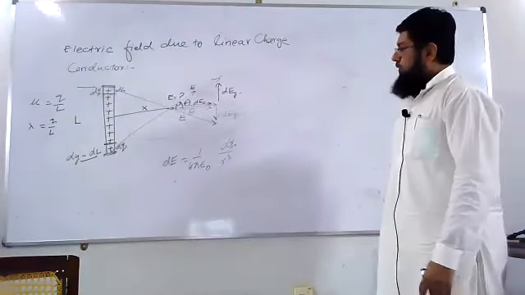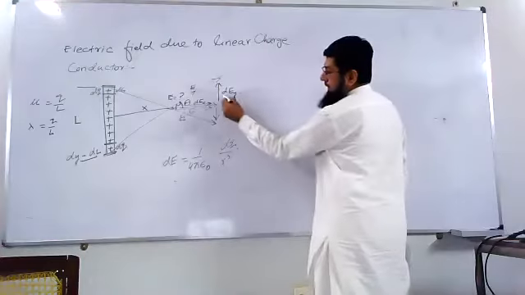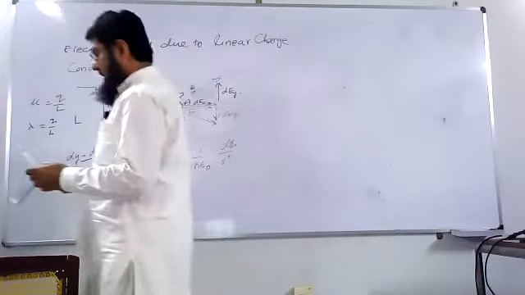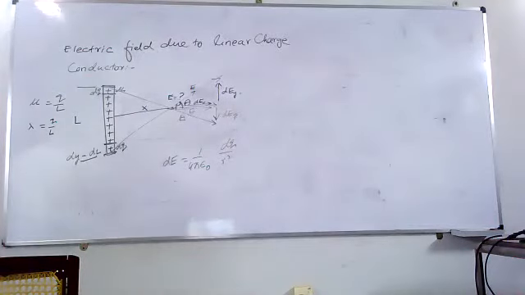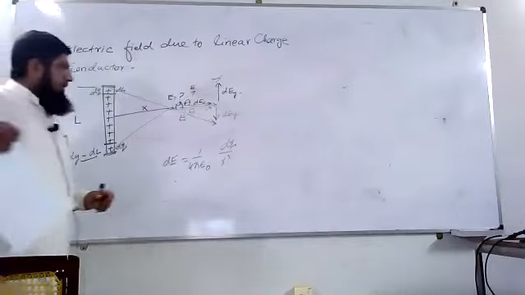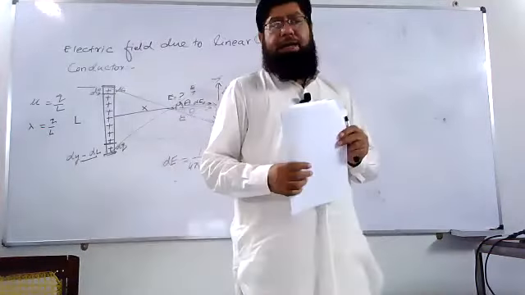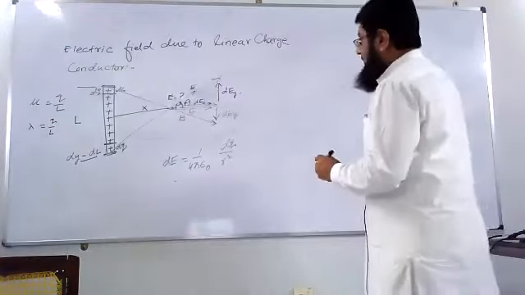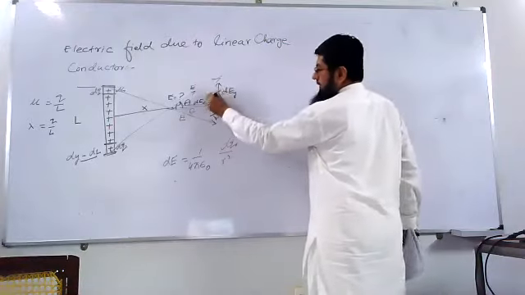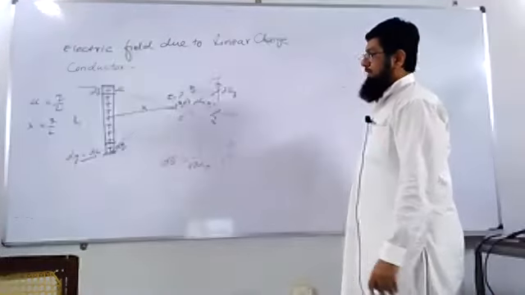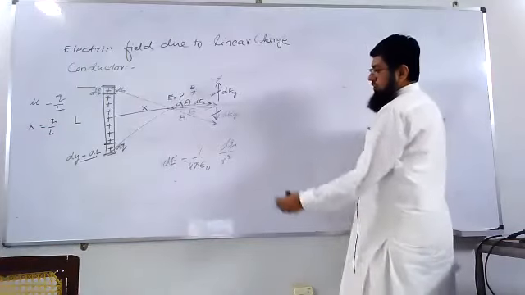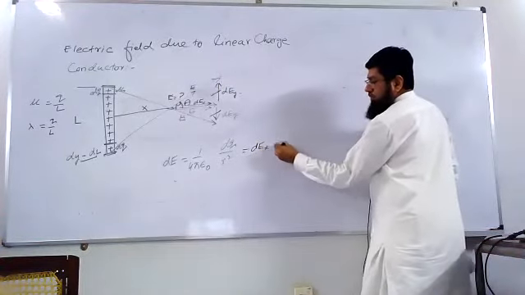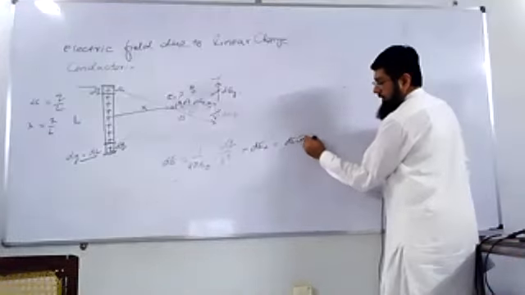Therefore, if we look at this figure, the dEy component of one is in the upward direction and the other is in the downward direction. As a result, the vertical components will cancel each other. So the total electric field is along the horizontal component. Thus dE is equal to dEx, which is equal to dE cos of angle theta.